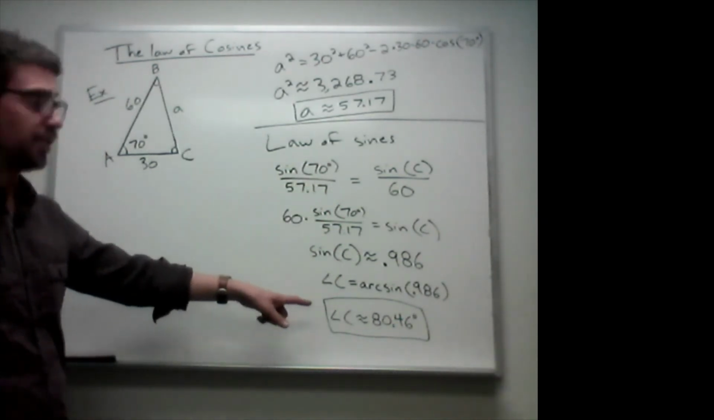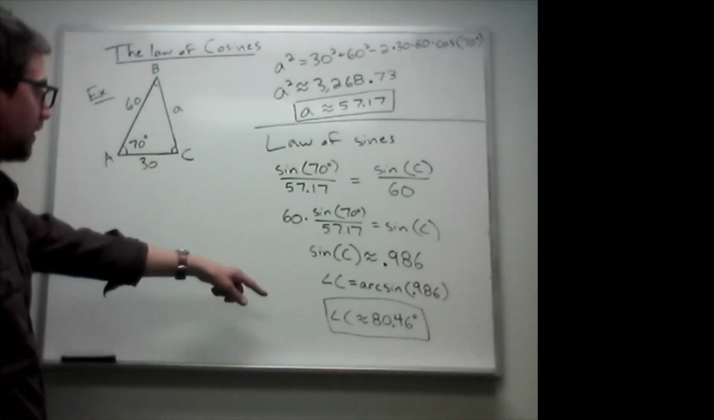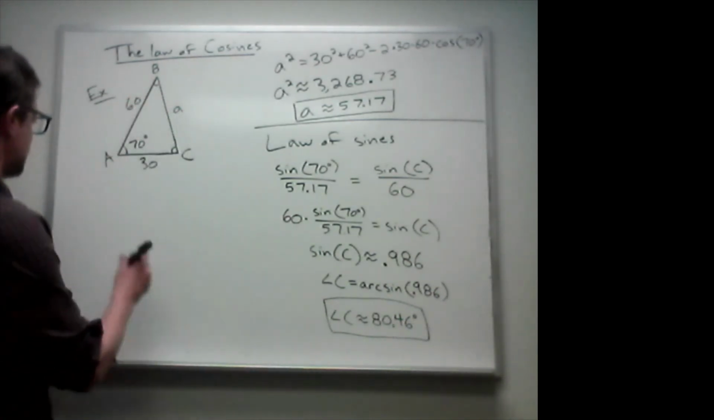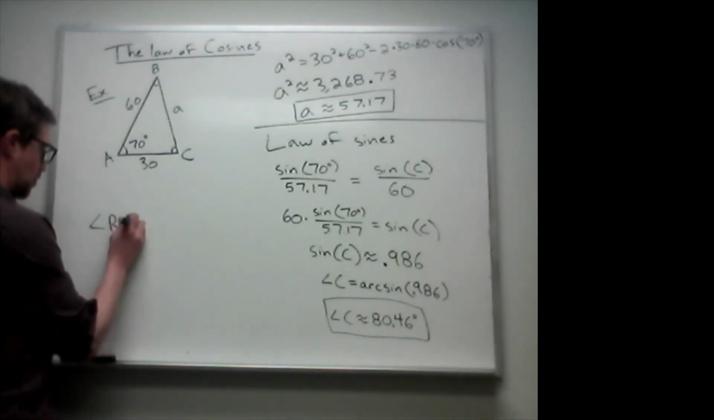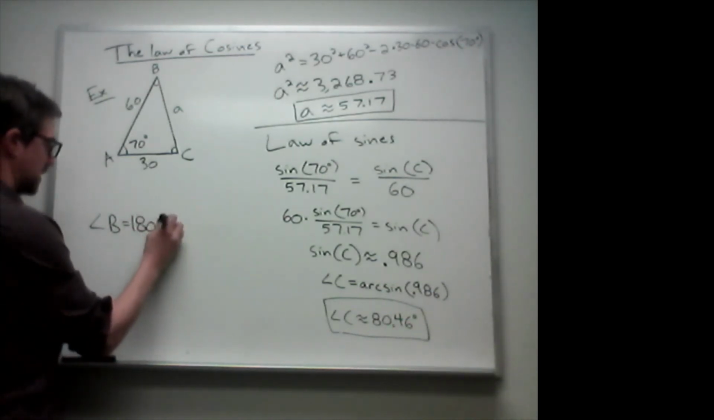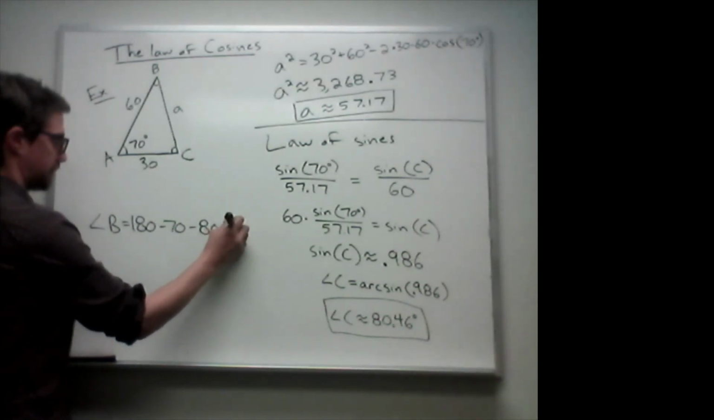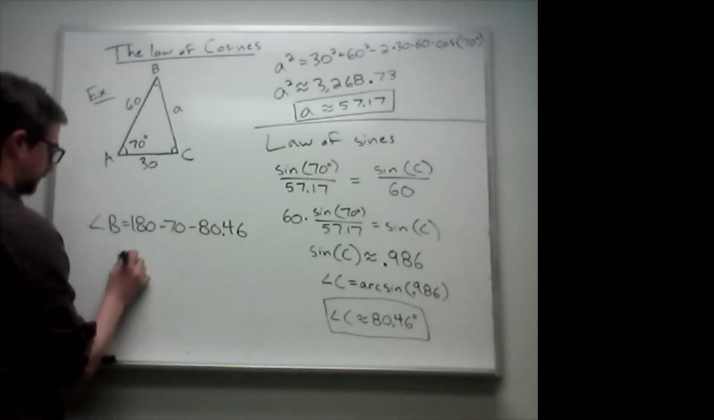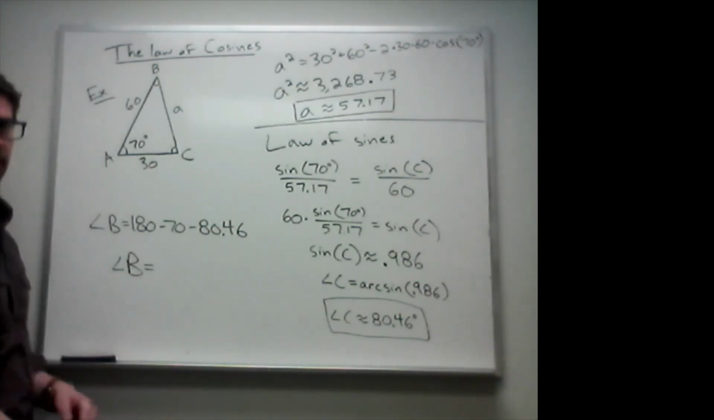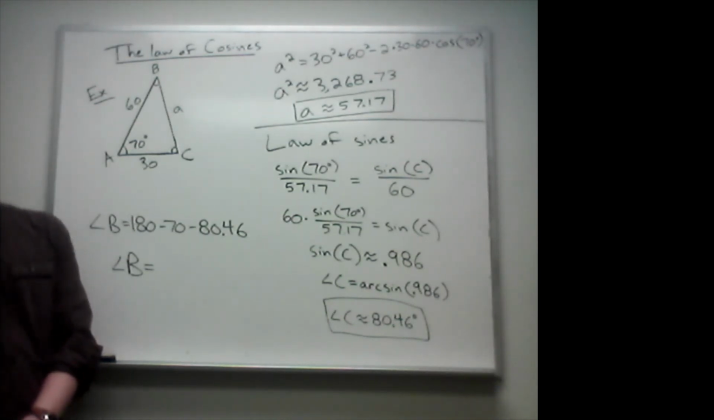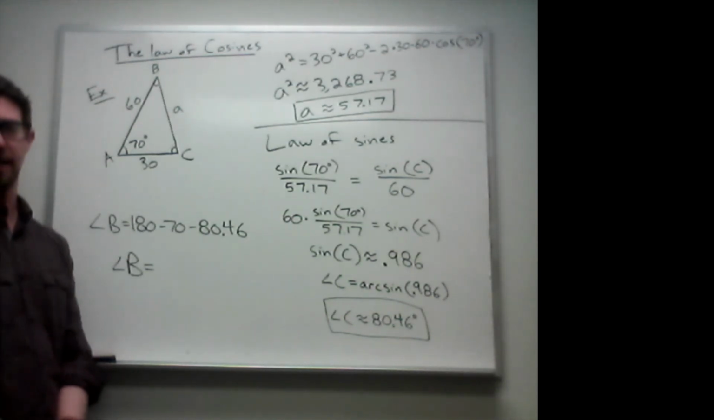So after this we can get, let's see, we've got A and we've got C, so angle B has to be 180 minus 70 minus 80.46, which is 29.54.